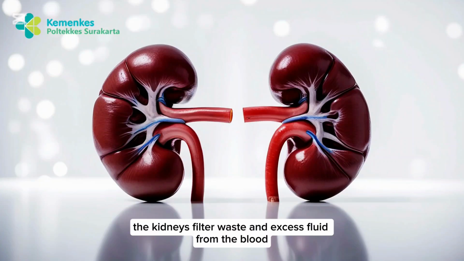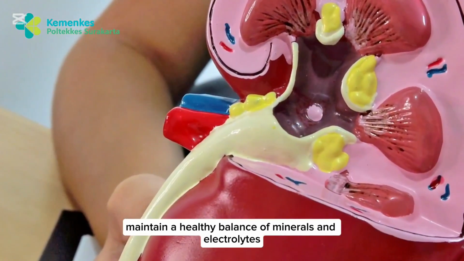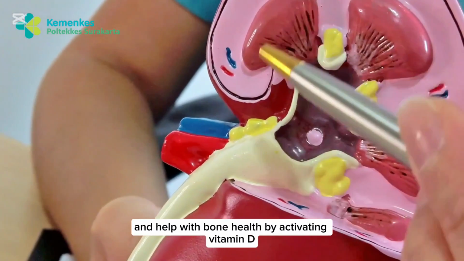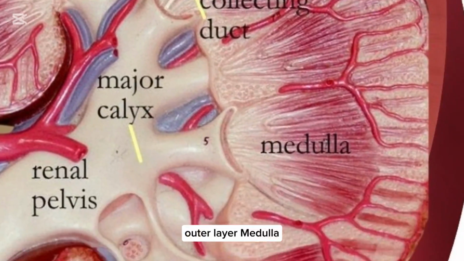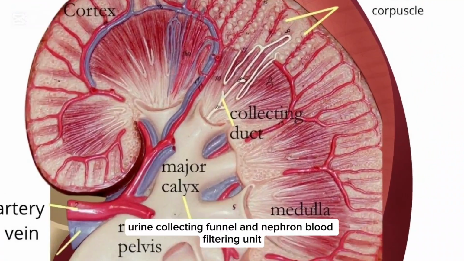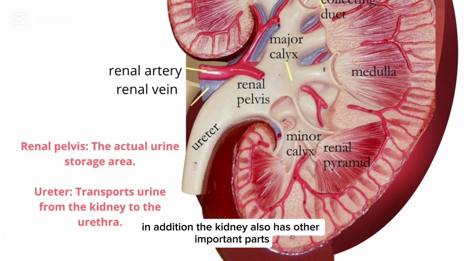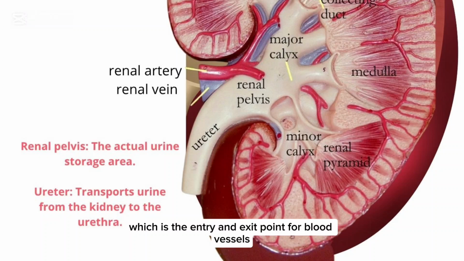The kidneys filter waste and excess fluid from the blood, regulate blood pressure, maintain a healthy balance of minerals and electrolytes, stimulate red blood cell production, and help with bone health by activating vitamin D. The main parts of the kidney are the cortex, outer layer, medulla, inner layer, renal pelvis, urine collecting funnel, and nephron, blood filtering unit. In addition, the kidney also has other important parts, such as the blood vessel system, calyces that collect urine from the nephrons, and the renal hilum, which is the entry and exit point for blood vessels and the ureter.